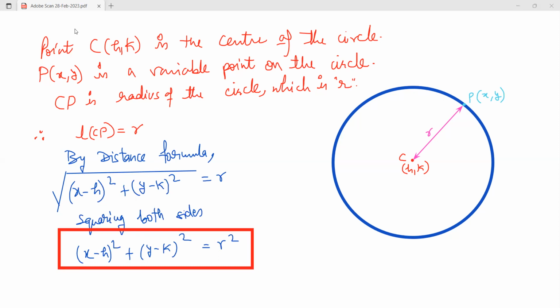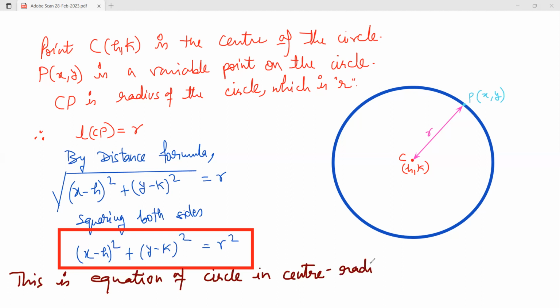I will call this the equation of circle in center radius form. Please understand. What is this? It is the equation of circle in center radius form. You know the center of the circle. You know the radius of the circle. So you can write the equation this way. Very, very, very important.